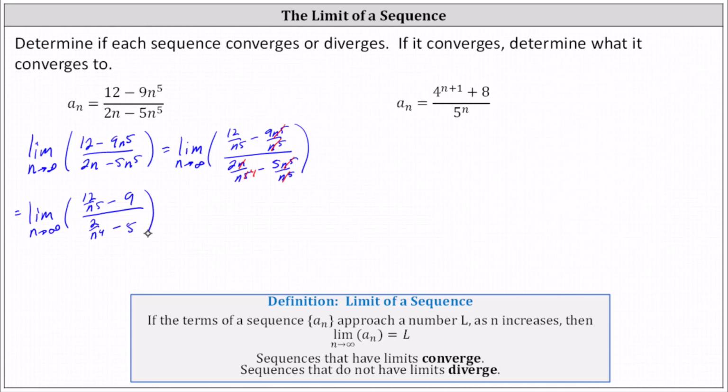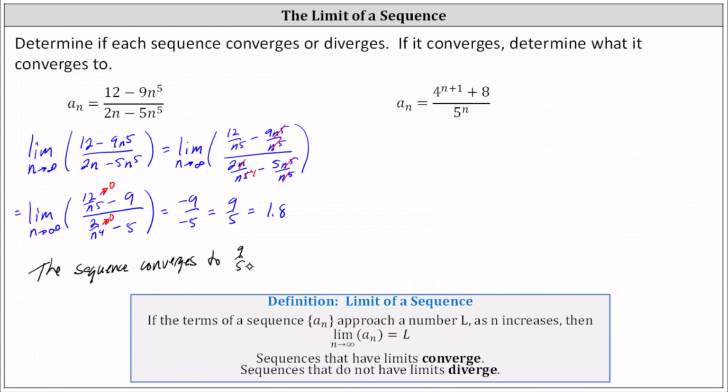And now let's consider the limit as n approaches infinity. 12 divided by n to the fifth approaches 0 as n approaches infinity, and so does 2 divided by n to the fourth. And notice we're left with negative 9 divided by negative 5, which is positive 9/5, or if we want 1.8. This indicates the sequence converges to 1.8, or 9/5.